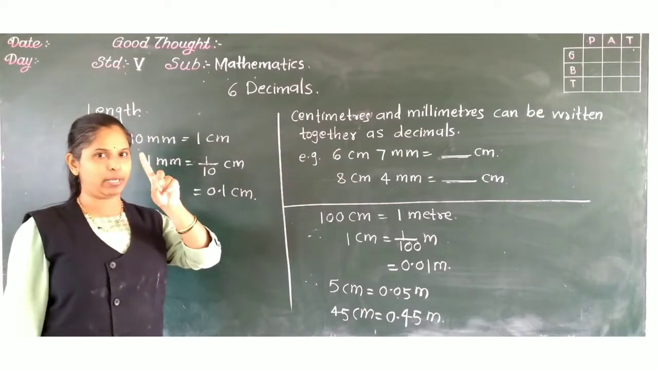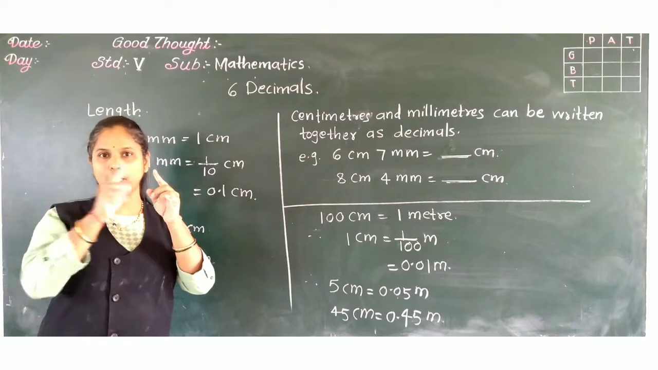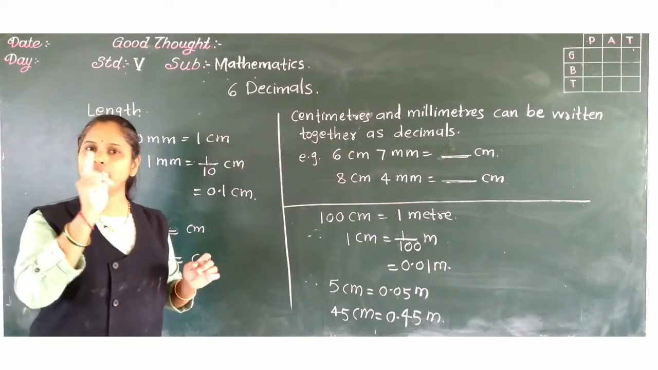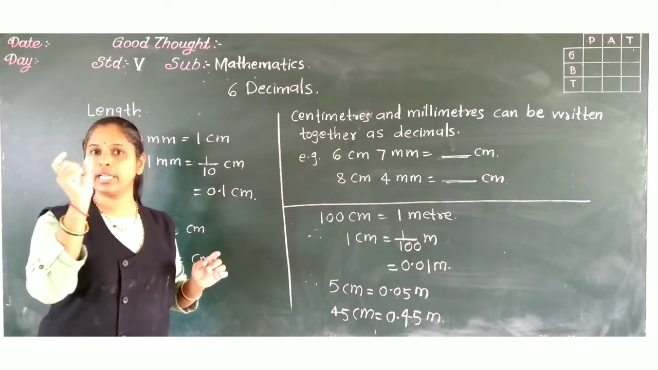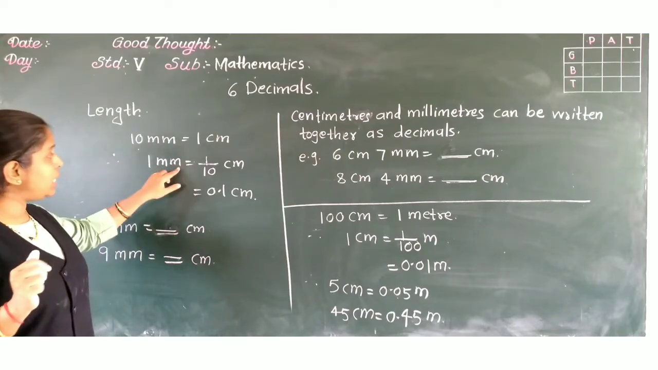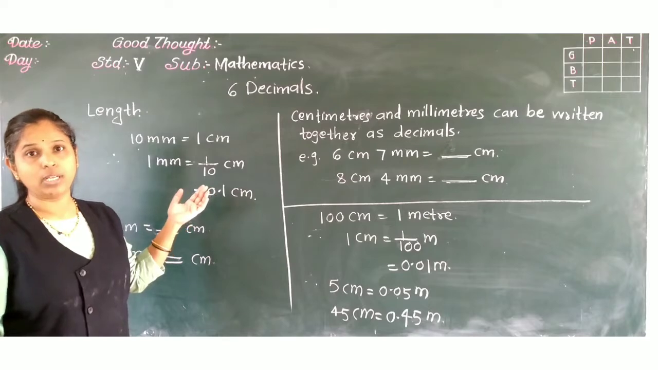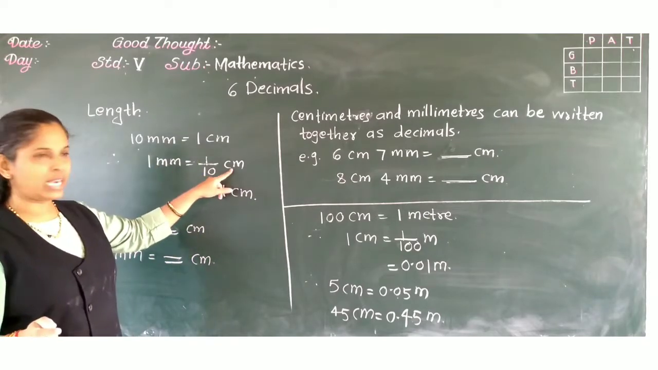equal to 1 centimeter. Correct? In 1 centimeter, in our scale also, between 0 and 1, how many lines are there? 10. So, one line is of 1 millimeter. That is, 1 centimeter is equal to 10 millimeter. Correct? So, 1 millimeter is equal to then how many centimeters? If you want to convert, then divide it by 10. So, 1 upon 10 centimeter.